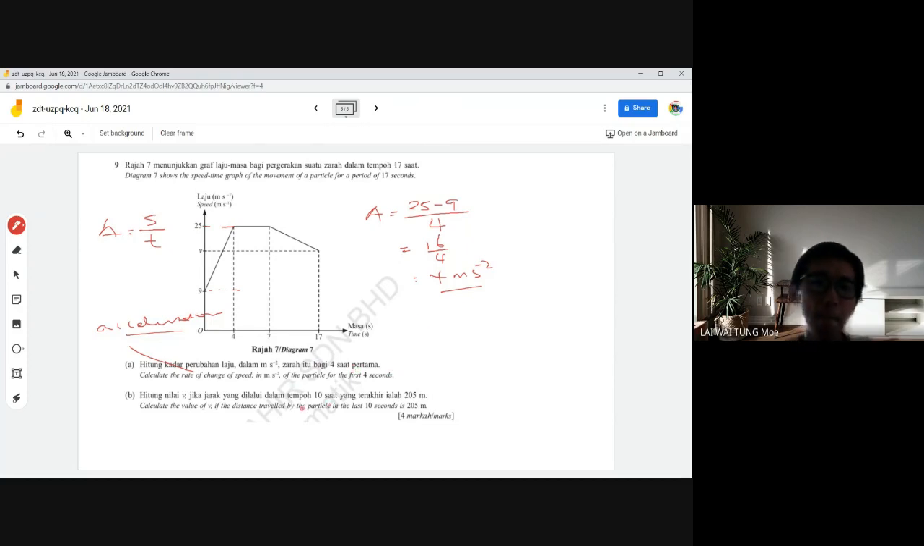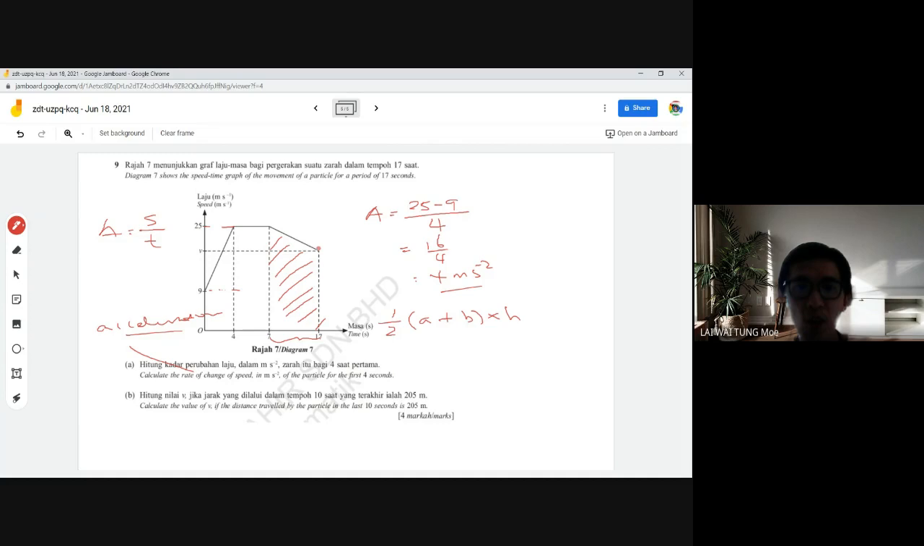Okay, for B, this is a bit tricky. For the last 10 seconds, the distance travelled is 205. The last 10 seconds means it's from here to here, 70 minus 60 is 10 seconds. So this is the distance travelled for this shape. This is actually a trapezium. So the area formula for trapezium, I hope everyone knows: (A plus B) over 2 times the height. So these are the two parallel lines. This is A, this is your B.